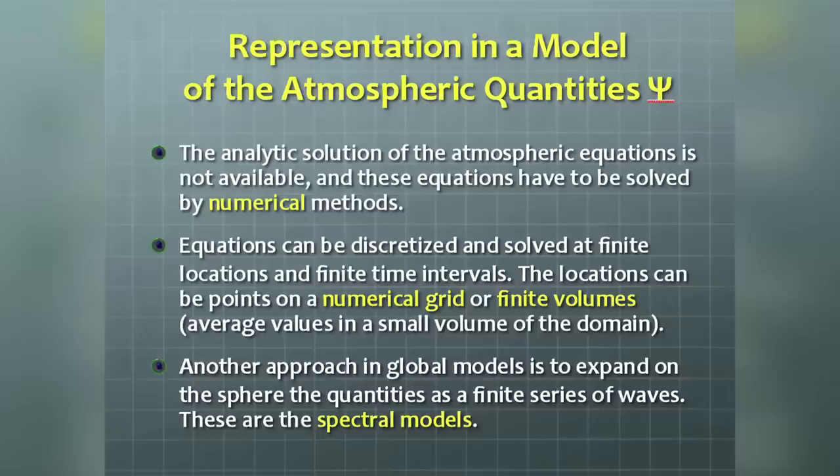When I say the concentration rho, that's a vector of maybe 100, 200 elements, the concentration of each chemical compound. So the equation will be discretized and solved at finite locations and finite time intervals. That's what the numerical techniques are doing. The locations can be grid points, I mentioned that, or finite elements, which is the average over a small volume, as I showed you earlier.